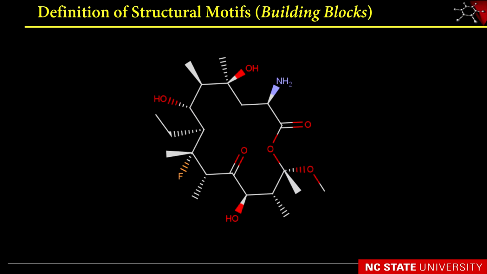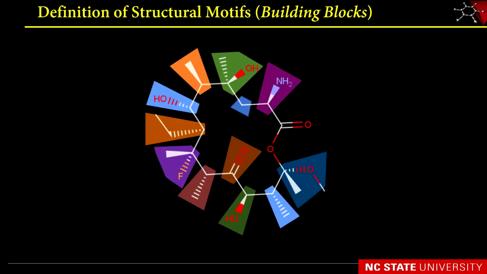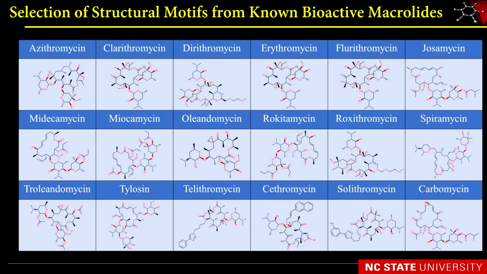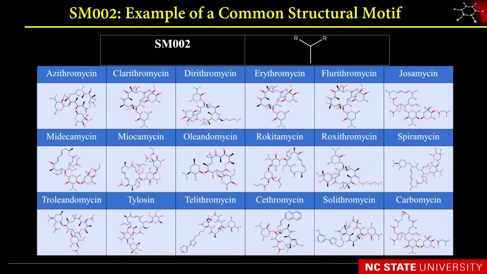In order to understand how the PKS enumerator works, we need to visualize all these different colored functional groups as separate building blocks. So when we were selecting the building blocks or structural motifs for the PKS enumerator, we looked at 18 experimentally confirmed bioactive macrolides. What you're seeing here are all the macrolide antibiotics that we studied. You can see some of the famous ones like erythromycin, azithromycin, clarithromycin, etc.